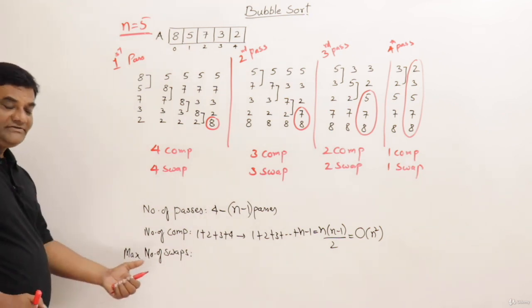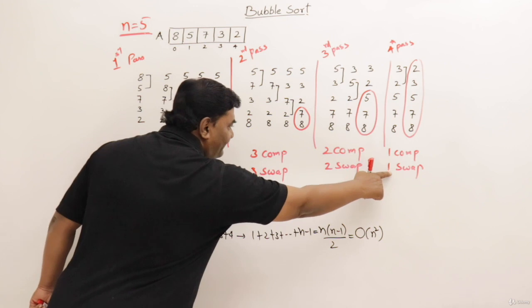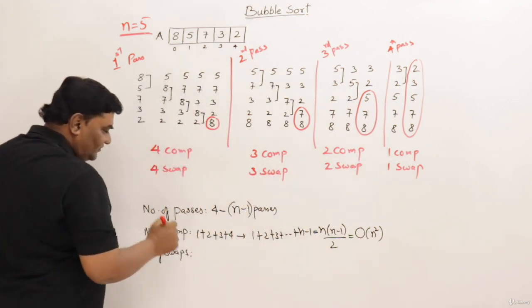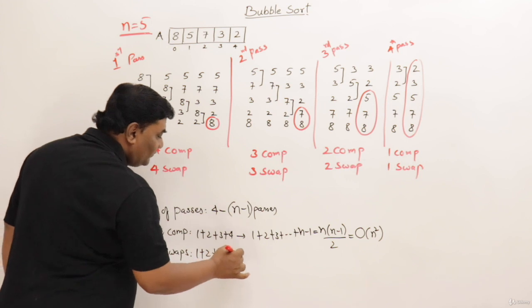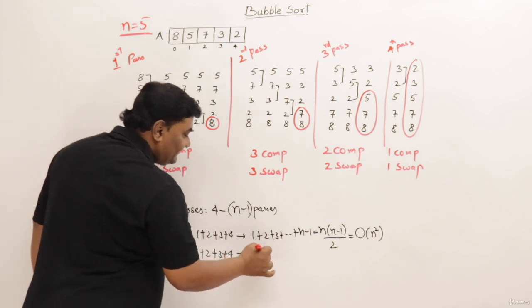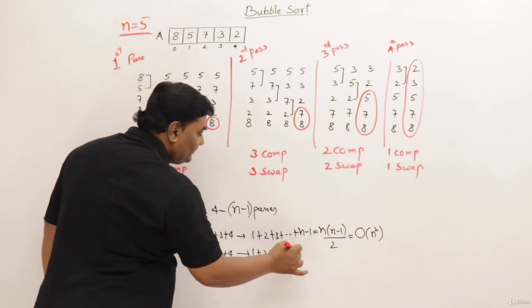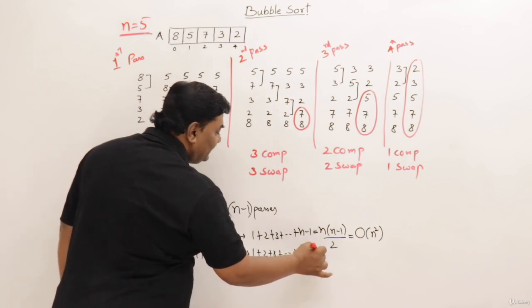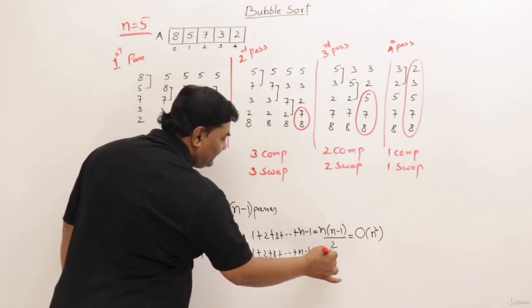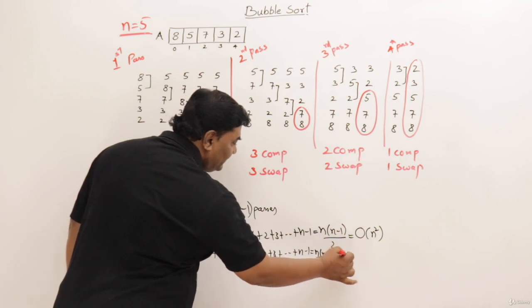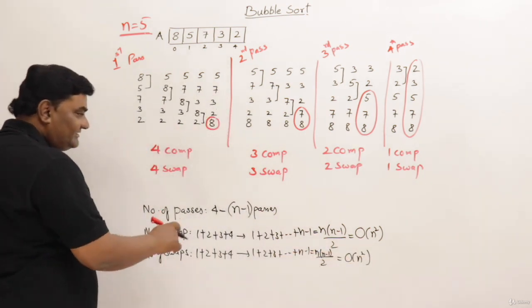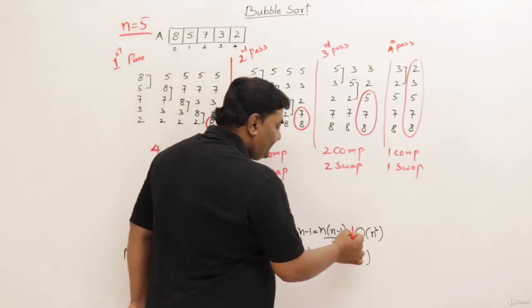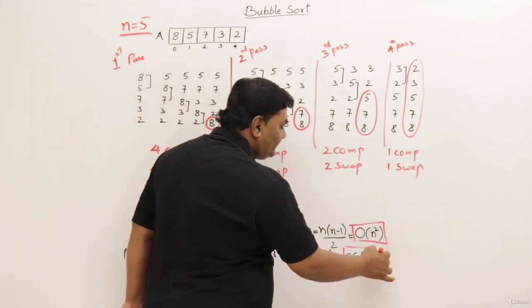So maximum how many swaps are there? Again from there, if I count 1 plus 2 plus 3 plus 4. For n elements, 1 plus 2 plus 3 goes on to n minus 1. Then this is also n into n minus 1 by 2. So this is also order of n square. The number of comparisons is n square, and the number of swaps is also n square.